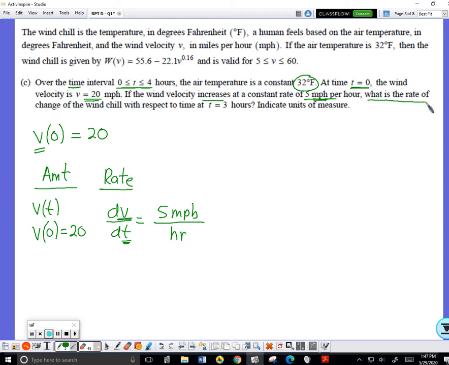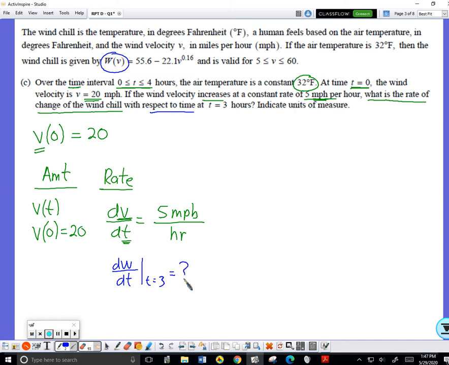What is the rate of change of the wind chill? Okay, so they're asking me to find the rate of change of the wind chill. The wind chill is capital W of V with respect to time. So I want dW over dt at t equal 3. That's what I'm trying to find.